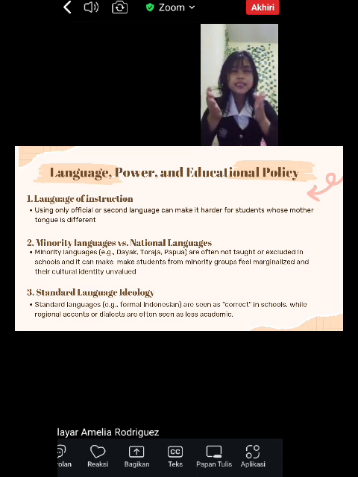Okay, but how may this affect their confidence? Let's move to the next part. Minority languages. Minority languages are often not used or taught in school, which can marginalize certain cultural groups, such as students from rural Papua. Students from Papua may see that their language is never used or taught in school materials.